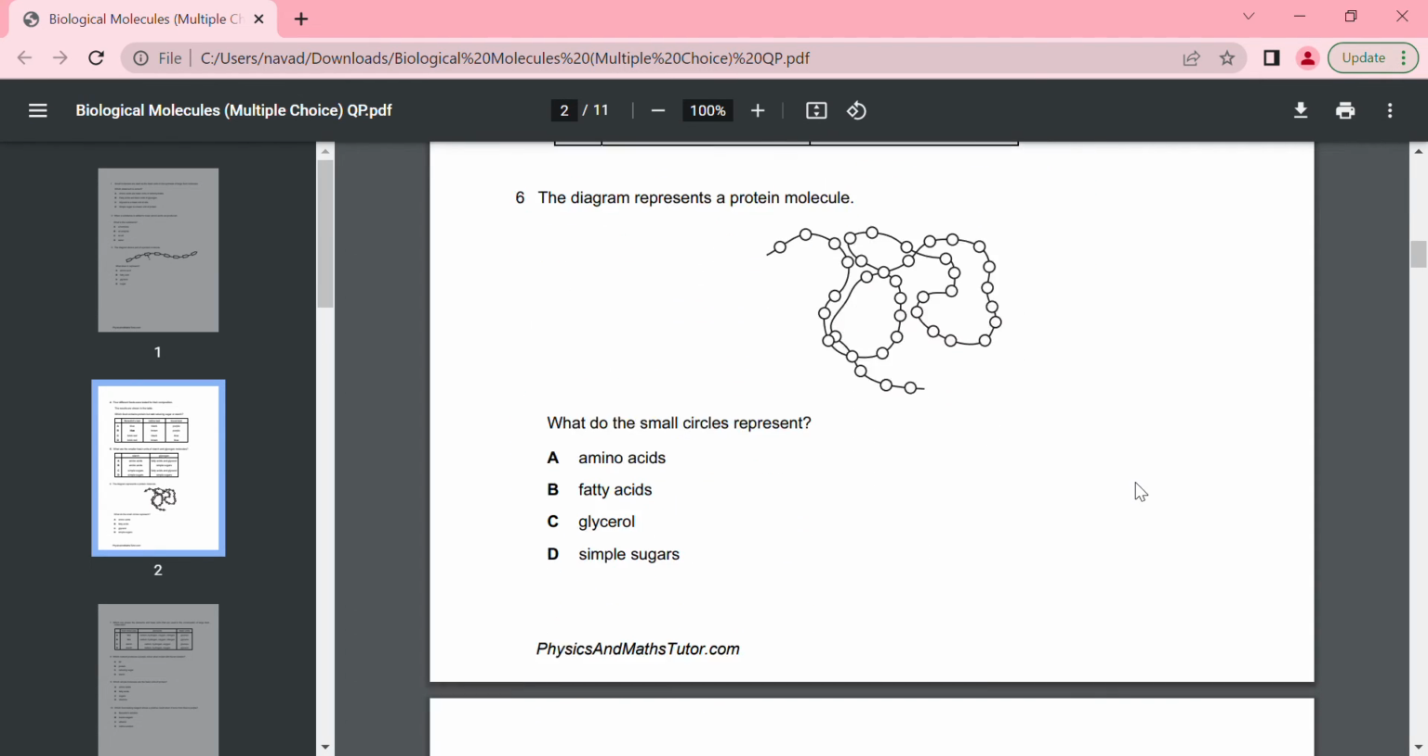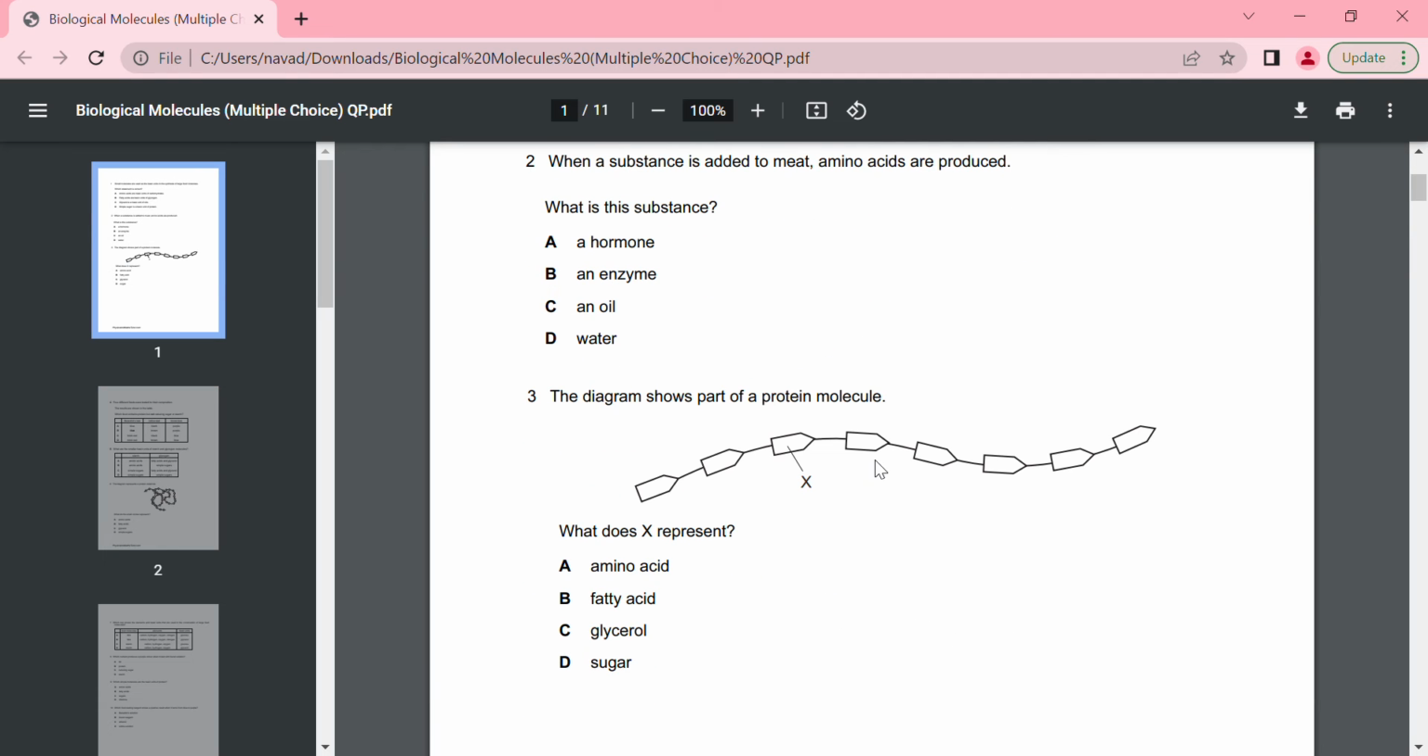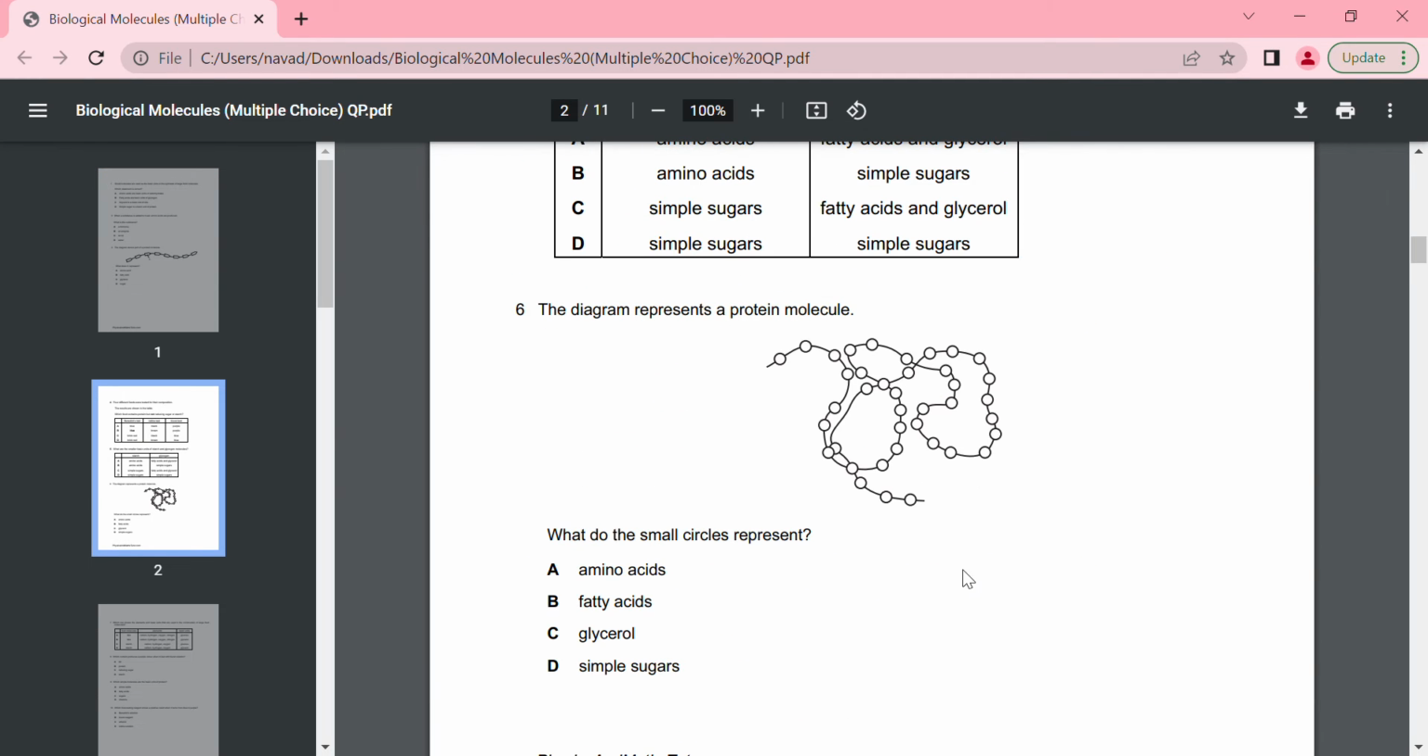Number 6. The diagram represents a protein molecule. What do the small circles represent? As I told you, in this particular question, this could be asked in many ways. Similar to that, over here, a protein molecule is represented as a circle. So the small circles represent nothing but our amino acids.